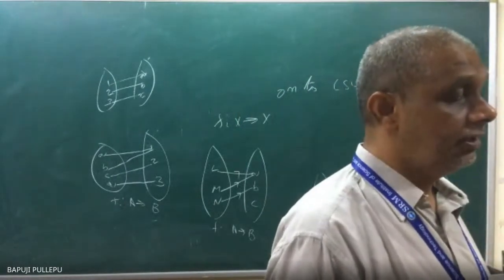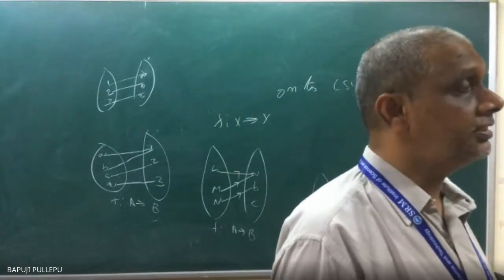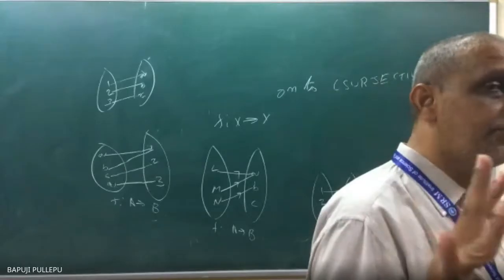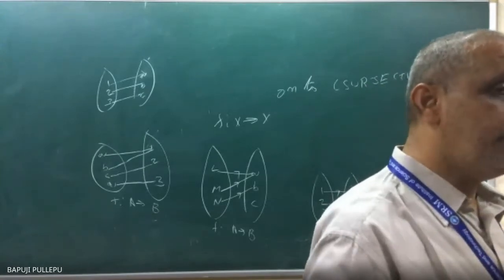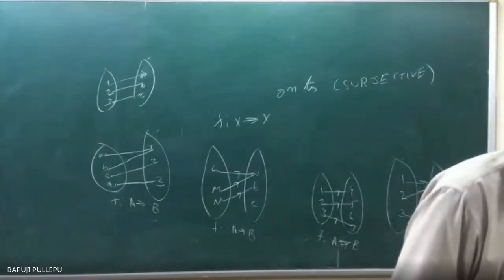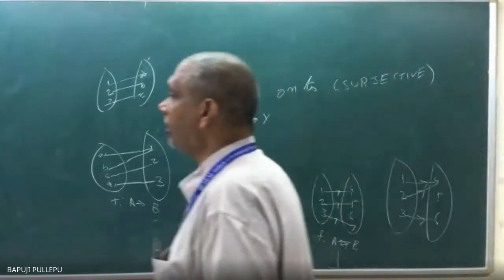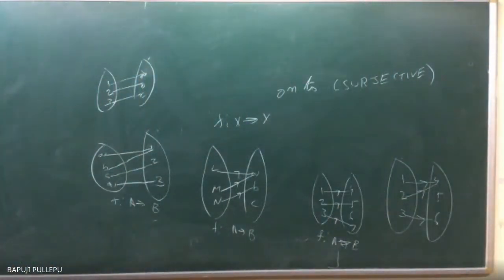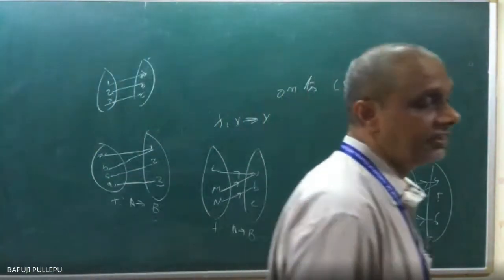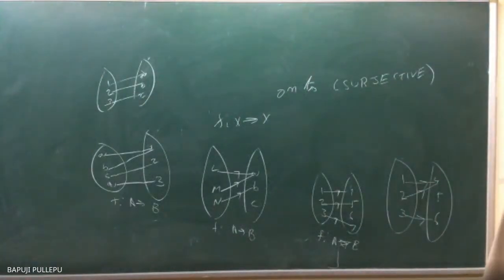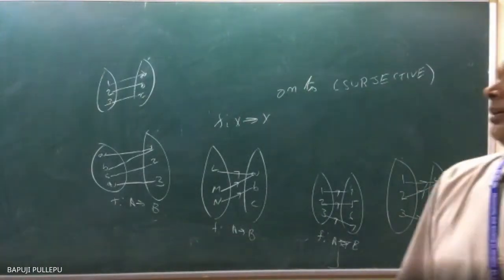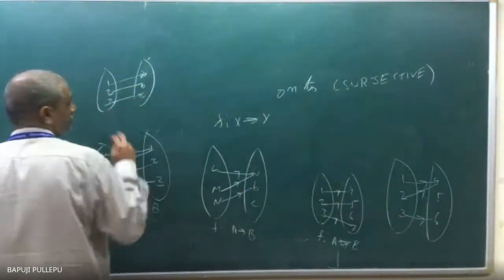1 to 1 means injection, injective. Onto means surjective. So when both are present, it is bijective. Correct? So both 1 to 1 and onto, what is it? Bijective. Mapping and function are both the same. Normally such a mapping or function is called bijective. Now you can see where I drew a chart. Come here. Is this bijective or not?